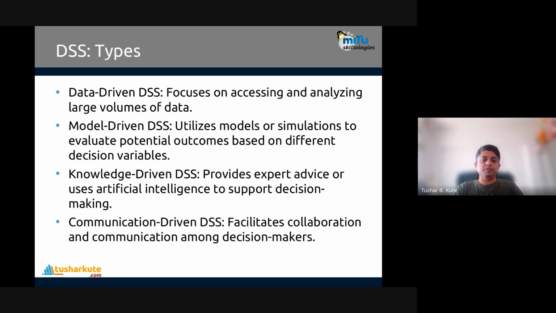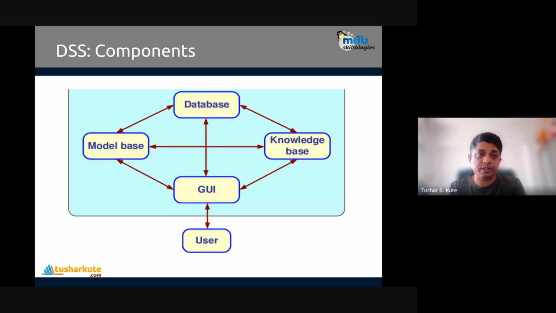Last is communication driven. It facilitates collaboration and communication among the decision makers. So multiple decision makers are there. Whatever insights you got will be provided to all the decision makers, and they will communicate, decide, and collaborate with each other to make an informed decision, which is called communication driven DSS. These are the four types of decision support system present, out of which the one suitable for our organization will be chosen, and then the informed decision will be taken out of it.